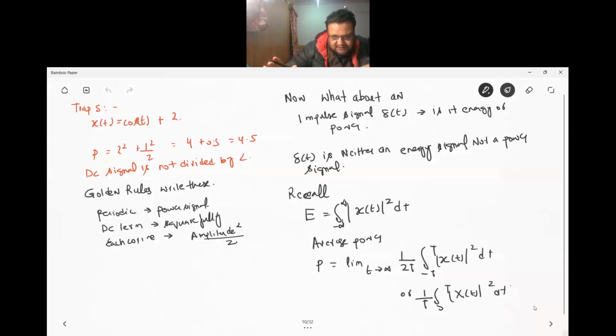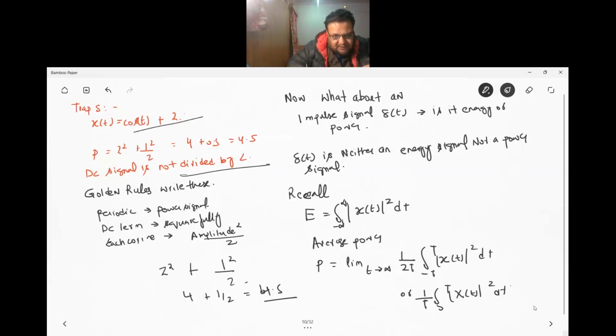Remember, in case of an energy signal, the energy is finite, whereas average power is zero. Whereas in case of a power signal, energy is infinite and average power is finite. This is the only difference. Now if you are having a DC signal along with cos t, then it is 2 squared plus 1 squared by 2, which would be equal to 4 plus half, that is 4.5. For the DC signal, you need not divide by 2.